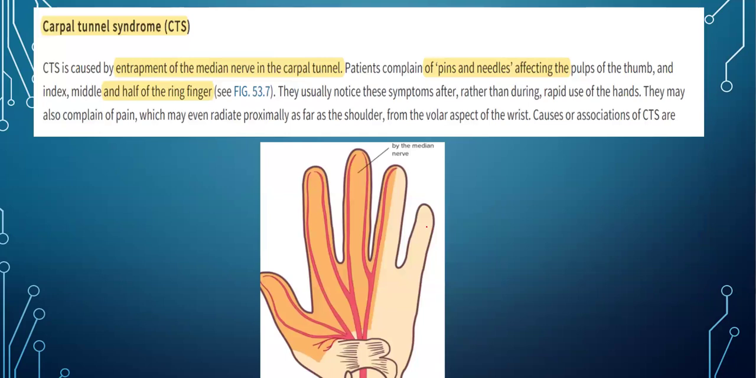Next, carpal tunnel syndrome. Very, very important for the exam. So CTS is entrapment of the median nerve. So this is the carpal tunnel.